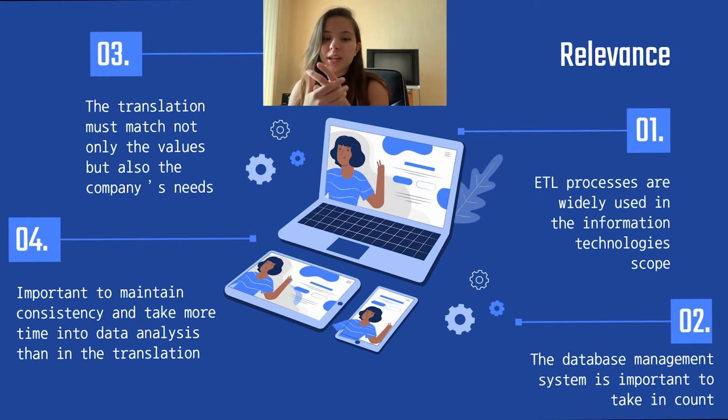Another thing that is important is that the translation must not only match the data types to the values in the table, but also to the company's priority. Because in this case, we want the priority to be speed. But some companies may want accuracy, precision, memory storage, and other things that are going to affect the data type choosing for the new database.